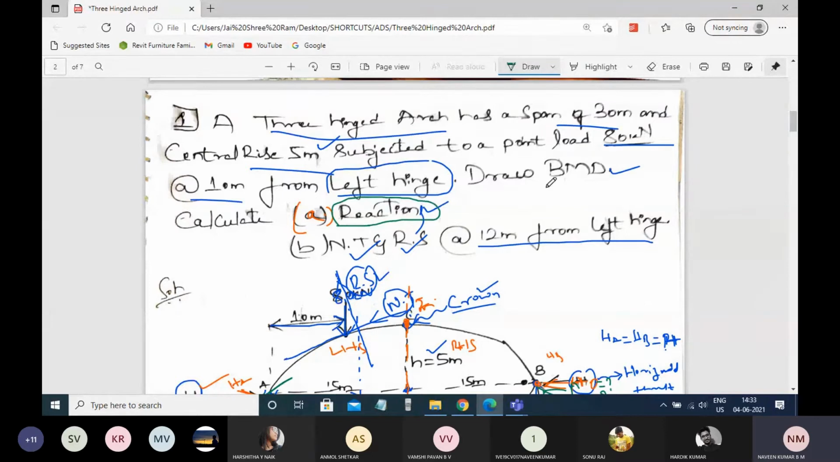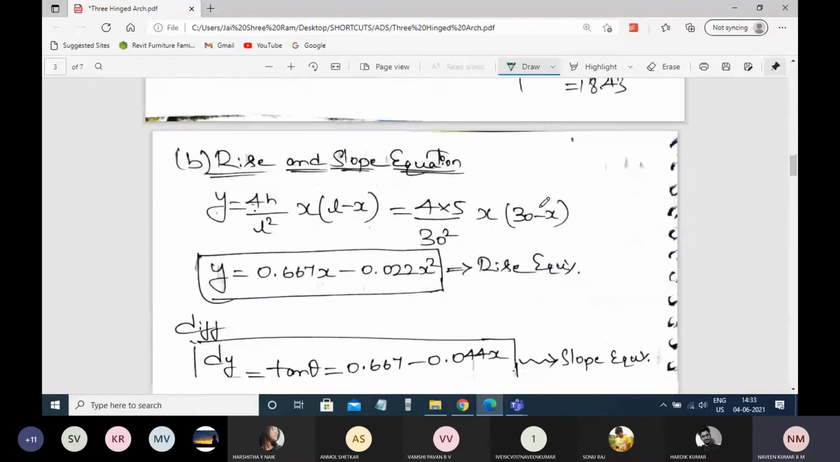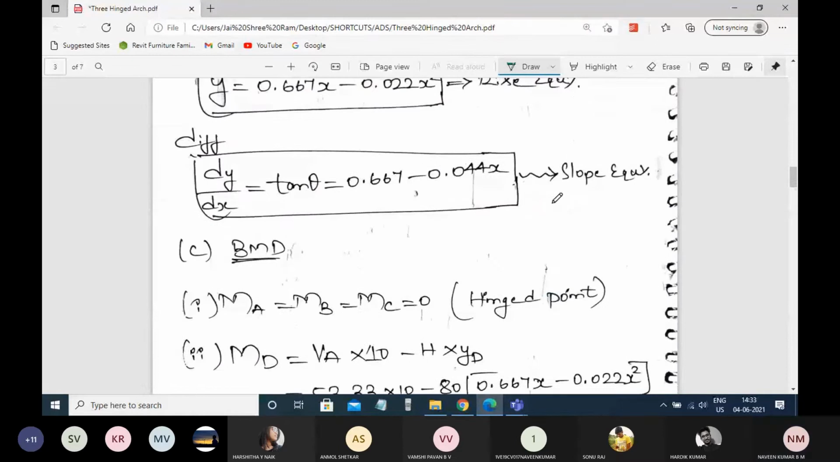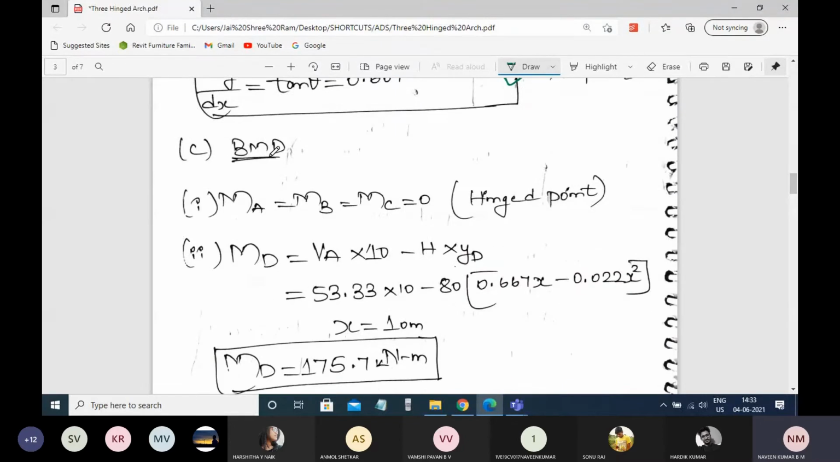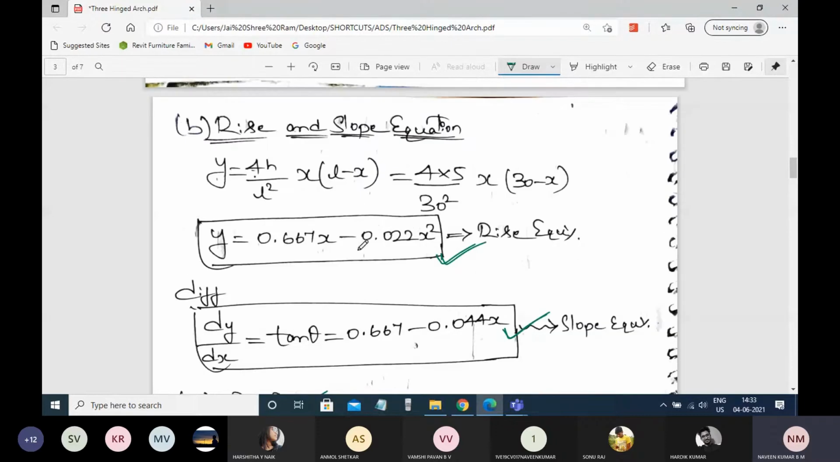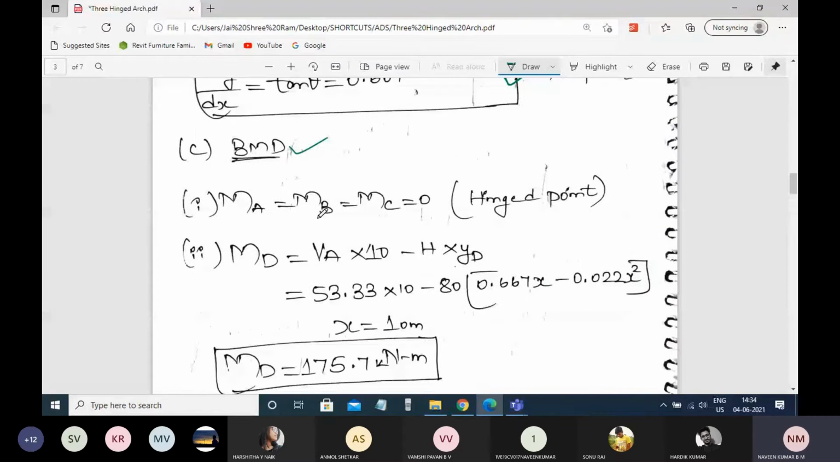The next part is to draw the bending moment diagram. Let me discuss this later. I'll tell why these equations are required. Coming to the bending moment diagram, in order to get this bending moment you require this equation, but I'll discuss that a little later. Now, moment at A, moment at B, moment at C equals 0.